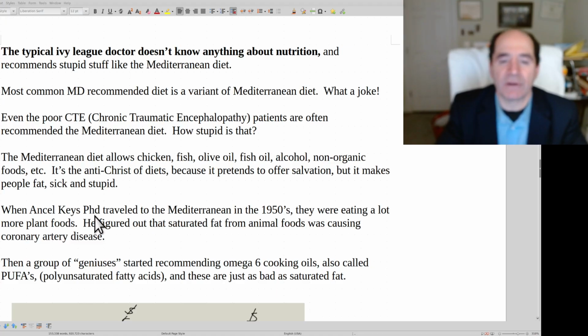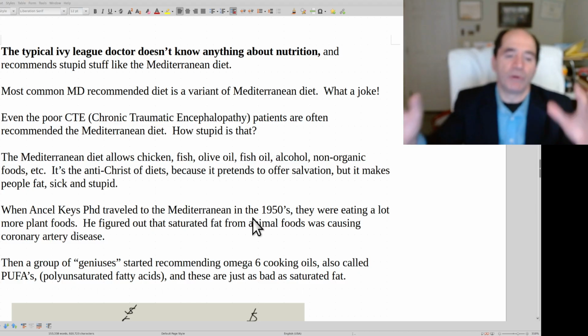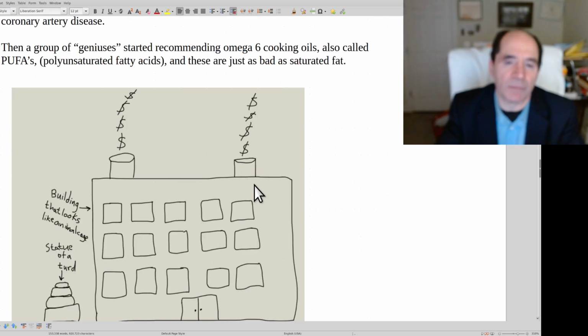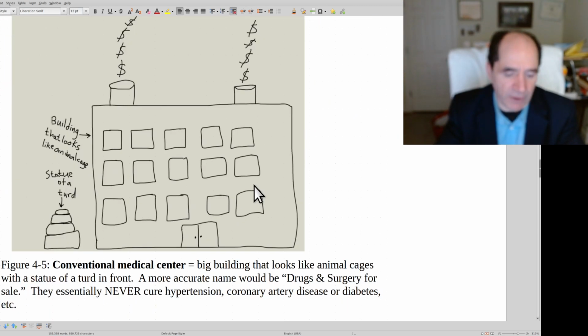Ancel Keys had figured out and shown pretty well back in the 1950s that saturated fat was very atherogenic, and that led to a push for the PUFAs, okay, the omega-6 cooking oils. PUFA is polyunsaturated fatty acids, okay, and they're just as bad as saturated fat. They're toxic to the gut lining. They do things in a little bit different way, but they're a disaster for health, okay.